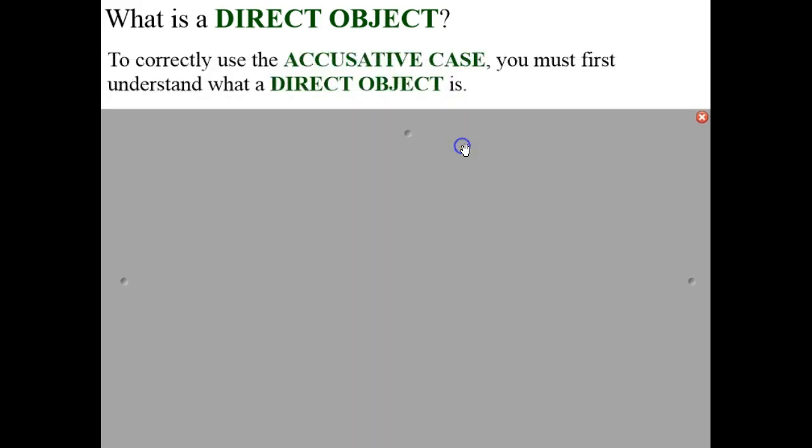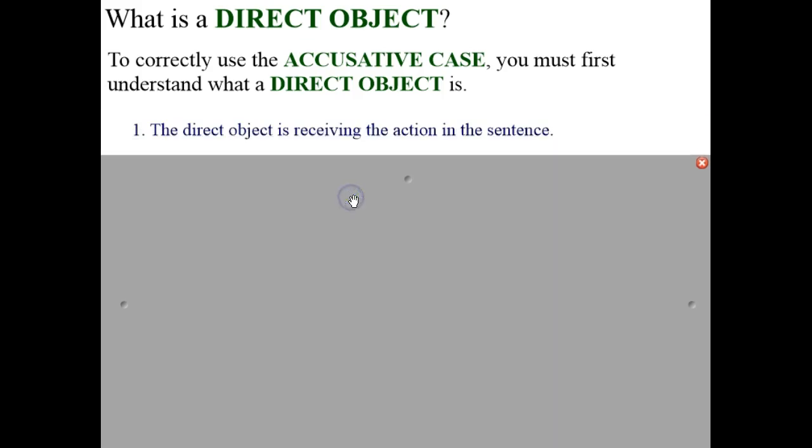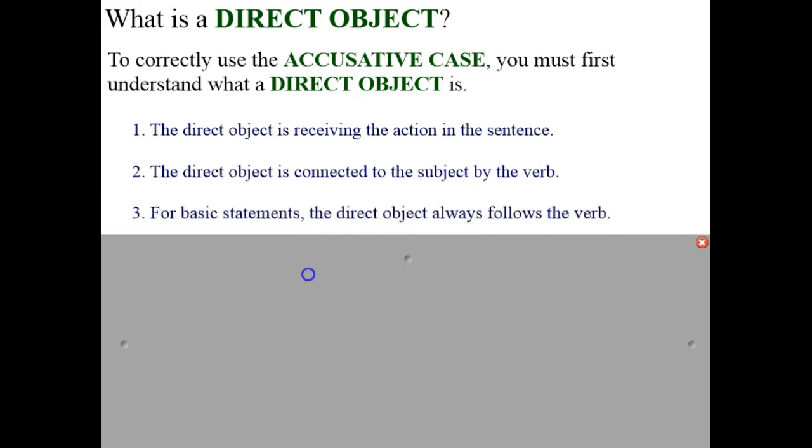And then the question, what is a direct object, can be a little trickier for some people. To correctly use the accusative case, you must first understand what a direct object is. Again, for the purposes of this lesson and for beginning German, these are the things I want you to keep in mind about a direct object. Number one, the direct object is receiving the action in the sentence. Number two, the direct object is connected to the subject by the verb. And number three, for basic statements, the direct object always follows the verb.